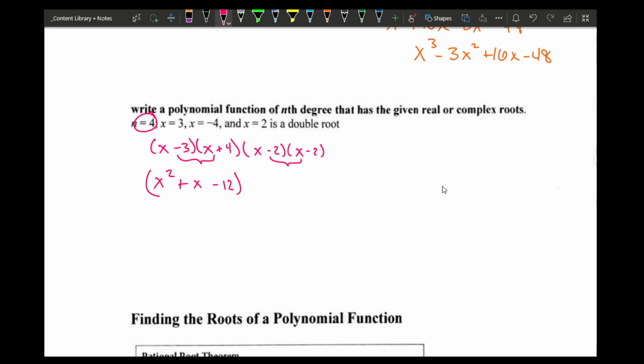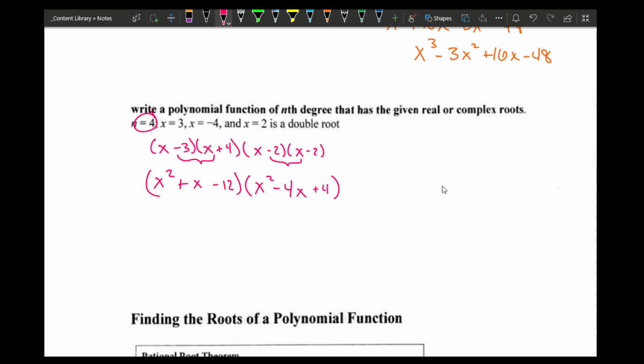Hope you don't mind, I'm doing a little bit of a shortcut on my multiplying there. x times x, x squared. Negative 2 plus negative 2 will be negative 4x. And then negative 2 times negative 2 will be plus 4. I like taking shortcuts where I can.